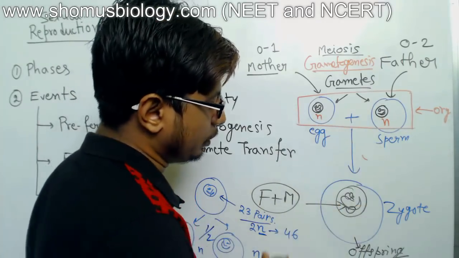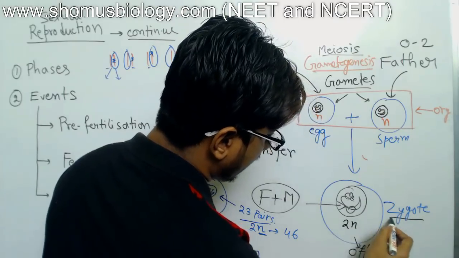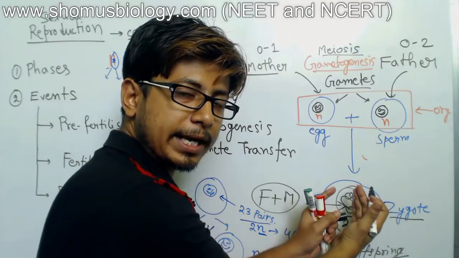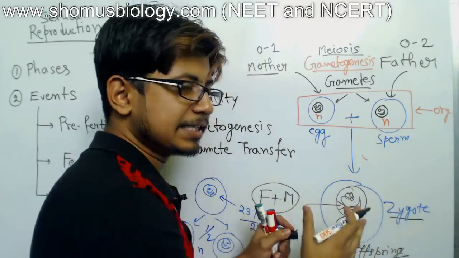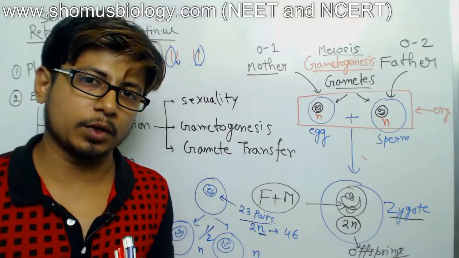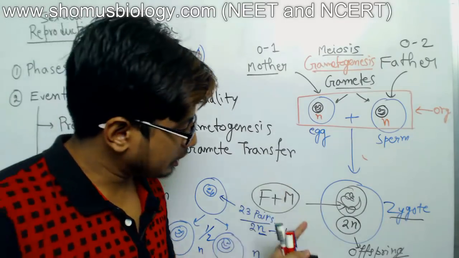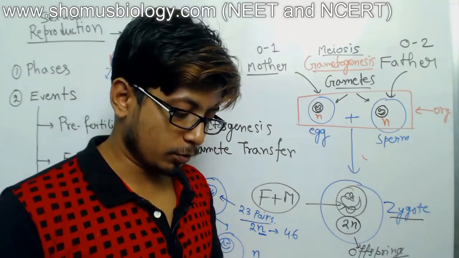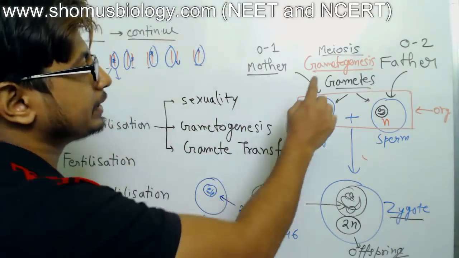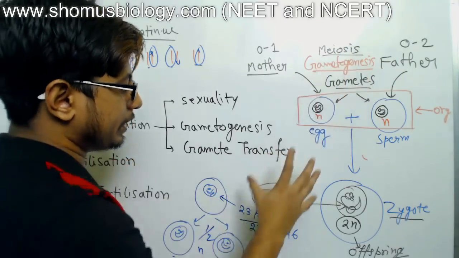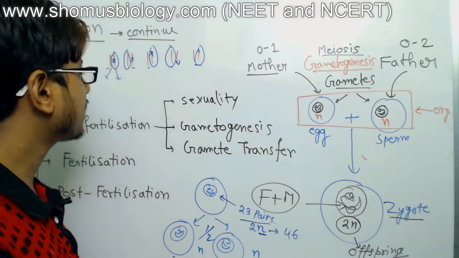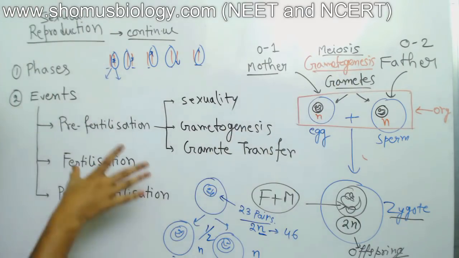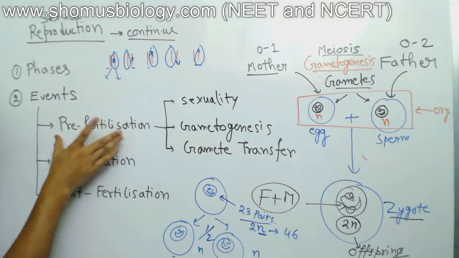So two such gametes will fuse, and now the zygote will carry 2n, because both the nuclei will fuse. So ultimately the zygote has 2n number of chromosomes. Now the zygote starts dividing and producing the whole offspring. So where does the variety come from? During gametogenesis, when meiosis generates different offspring. That is the idea of gametogenesis. Now this gametogenesis is a part of the pre-fertilization event.